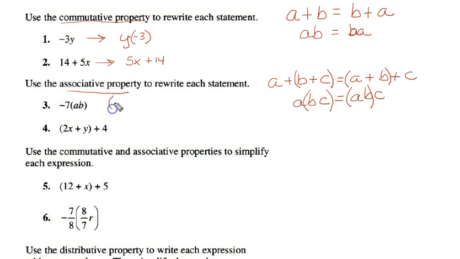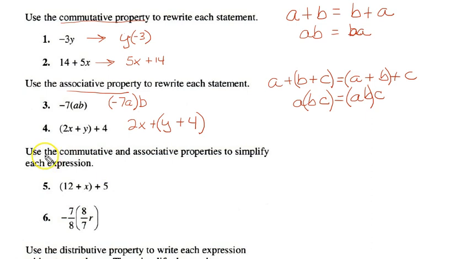So here we're going to put a parenthesis, negative 7a, and then put the b out here. Again, we're going to write the order the same way: 2x plus y plus 4. But now we're going to change the grouping. So what property is this? This is the associative property. The order remains the same, but the grouping changes.